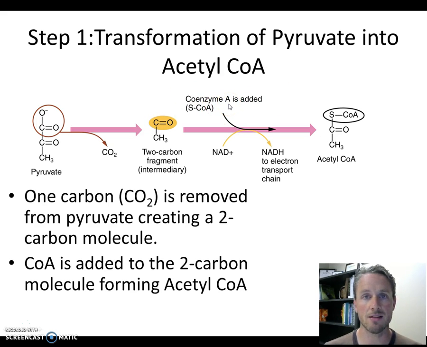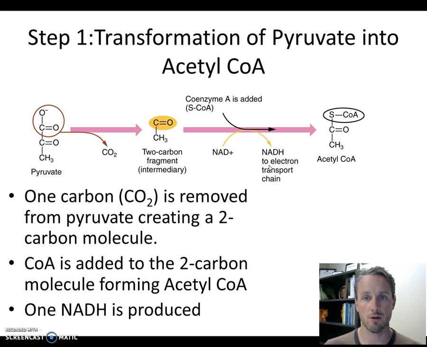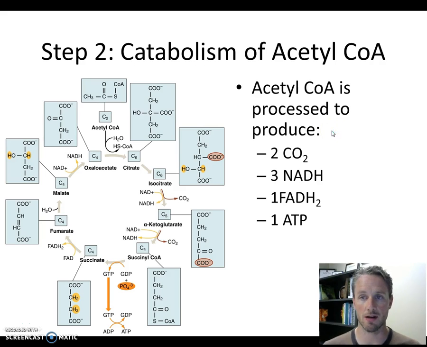That's going to form acetyl-CoA, the end product of this first step. And along the way, we're going to produce one of these NADH molecules. Remember, that's an electron carrier, and that's the form with electrons that has a higher amount of energy. So in step 1, we remove a carbon, CO2. We add coenzyme A, CoA, and we produce one NADH. And at the end, we've got acetyl-CoA. We'll feed acetyl-CoA into step 2 of this process.